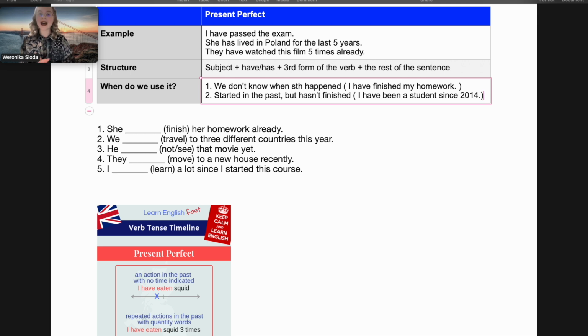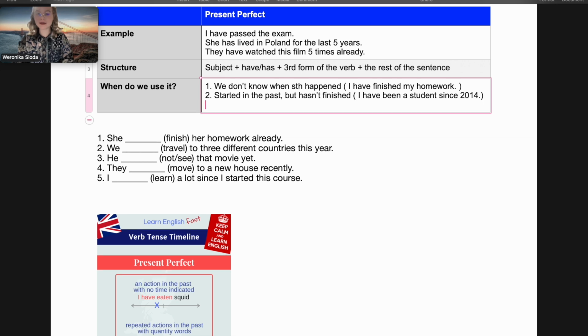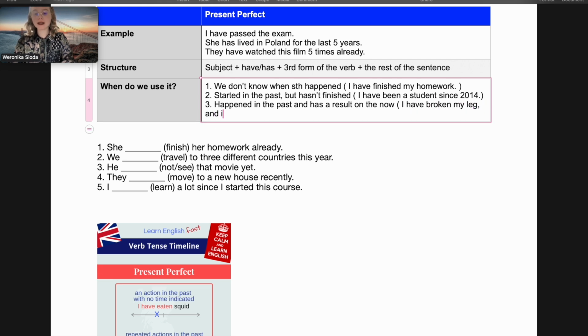Okay, and the third option is, let me write it down, when something happened in the past and has a result on the present. Happened in the past and has a result on the now. So I could tell you that I have broken my leg and it hurts now badly. I have broken my leg and it hurts badly now.